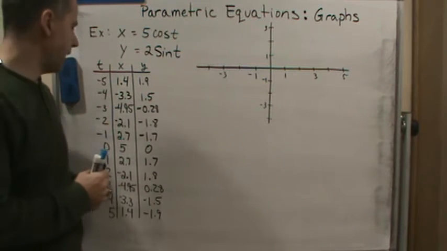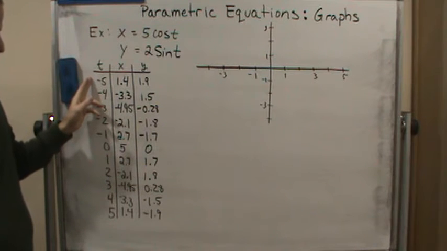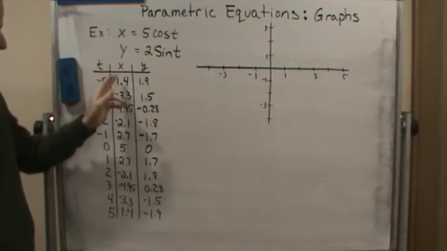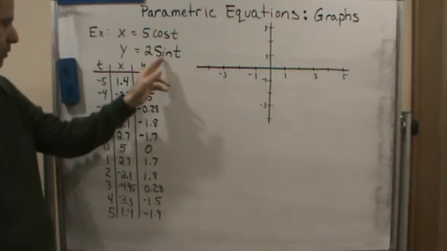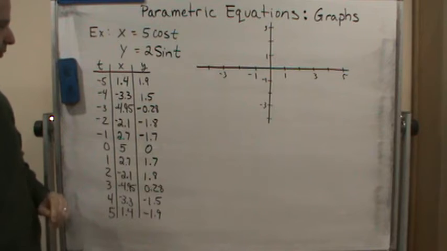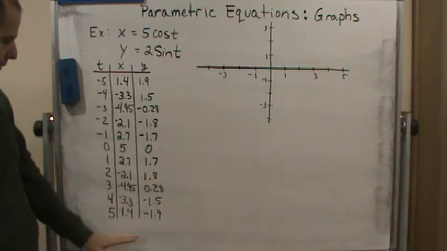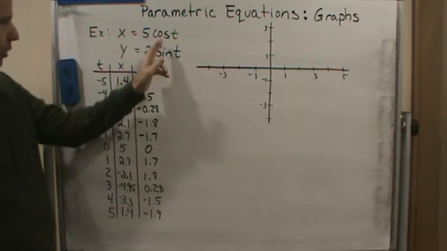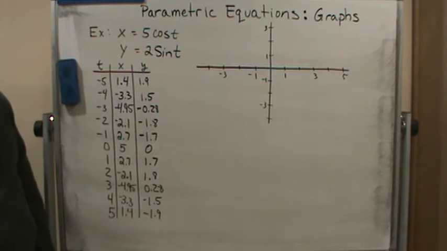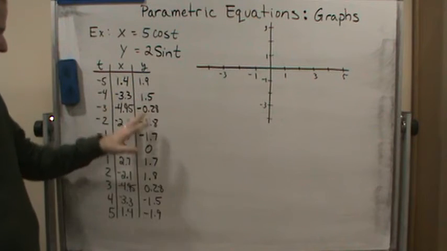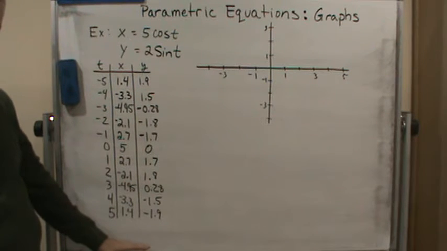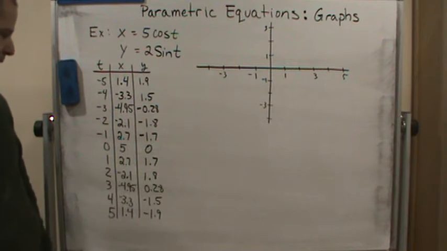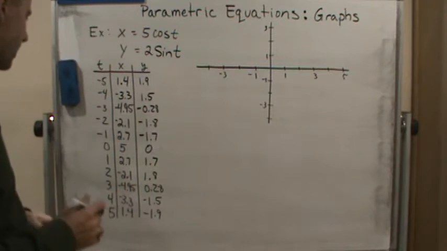Okay, so what I did was I plugged in all the values of t from -5 to +5 into cosine and sine respectively to get x and y from these equations. These are all approximate values, because you're using your calculator. The only one that's not approximate is at 0, because at 0 cosine is 1 and sine is 0, so you get 5, 0. The rest are approximate values based off the calculator, rounded to 1 or 2 decimal places. Okay, so now I'm going to plot some of these.